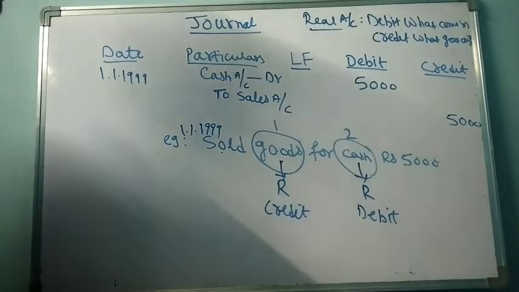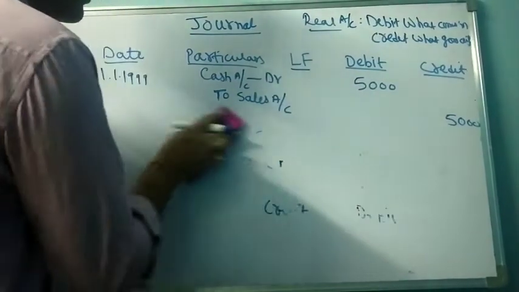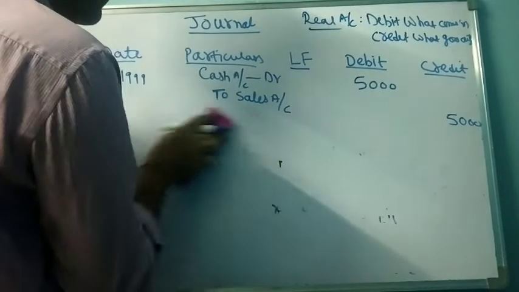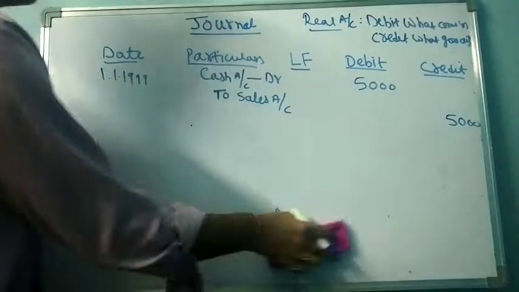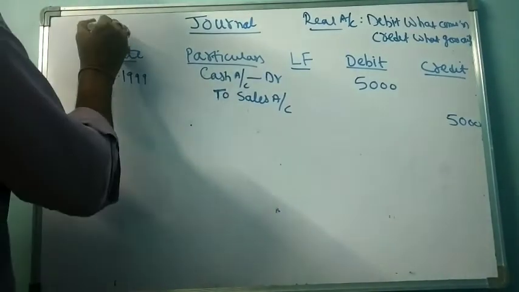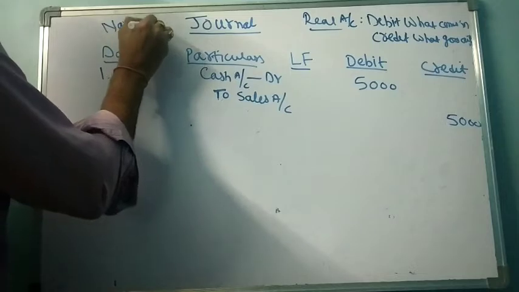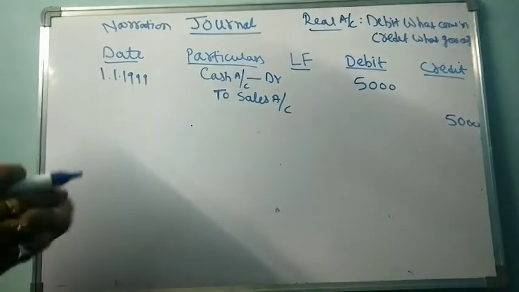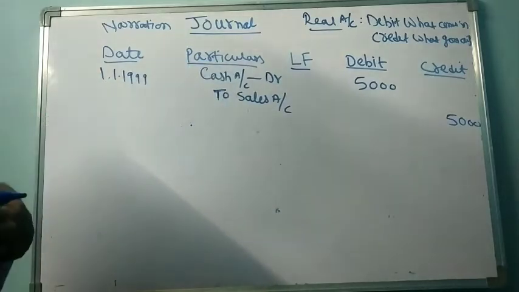And one more important point you should understand is, you should write narration. For every economic transaction, every journal entry, you should write narration. What do you mean by narration? Narration means brief explanation about this transaction, about this journal entry. What has happened in this economic transaction.